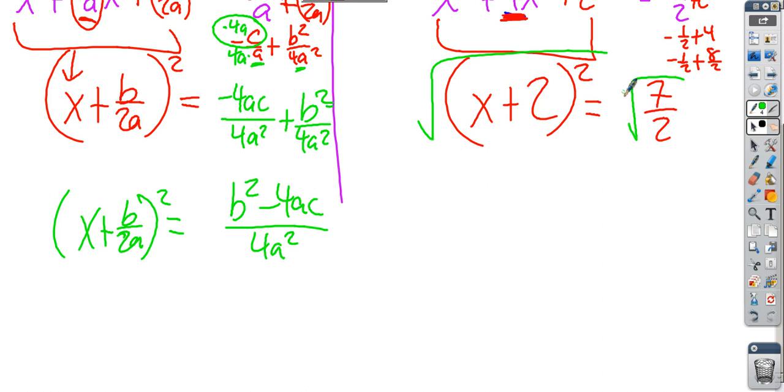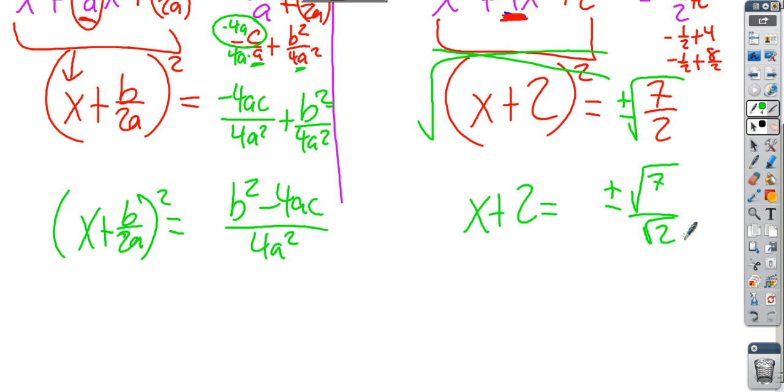We square root both sides and put a plus or minus in front. Squaring and square rooting cancel, so we get x plus 2 equals plus or minus root 7 over root 2. Last step is we subtract 2 from both sides, and we get this.